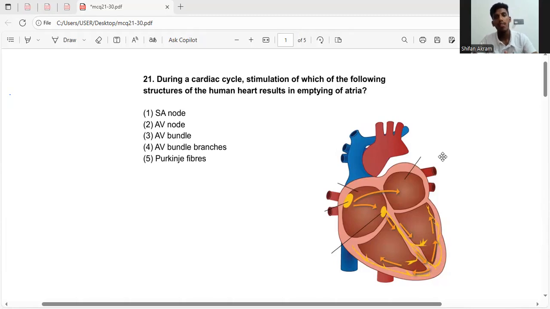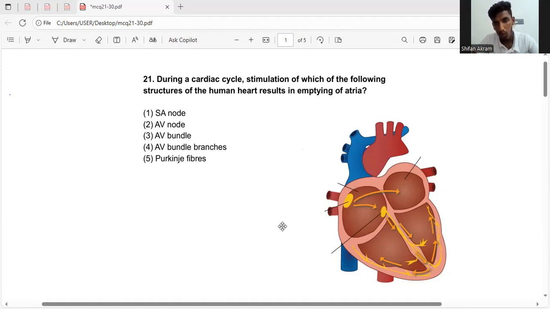Okay, so unlike any other organs in the body, the human heart works on its own. It has its own electrical conduction system which generates impulses that travel through different parts of the heart, causing the contraction of the atria and ventricles and causing the heart to pump. So let us first look at the cardiac cycle, then all the nodes and the bundles, then see what is the right answer. Here we have to find out which structure causes the emptying of the atria.